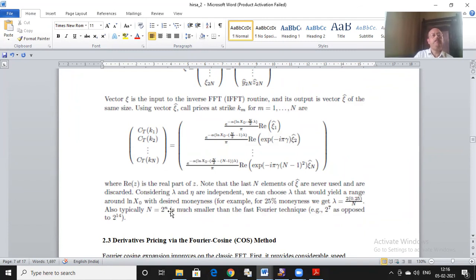Because I no longer am bound by the connection, I can always take a smaller n. So like I can use 2 to the power 7 as opposed to 2 to the power 14, which is a huge difference. But the important part is I am no longer bound to have the same parameters in both the grids. I have broken the connection. So I can use smaller numbers here and choose my strike range very cleverly to get a more precise estimate.